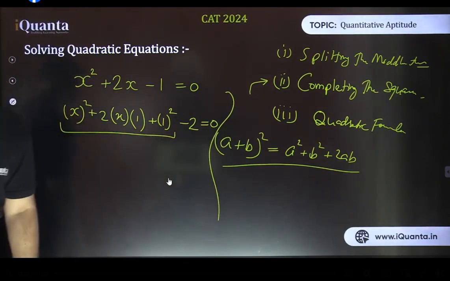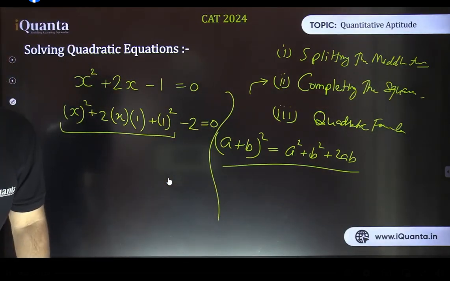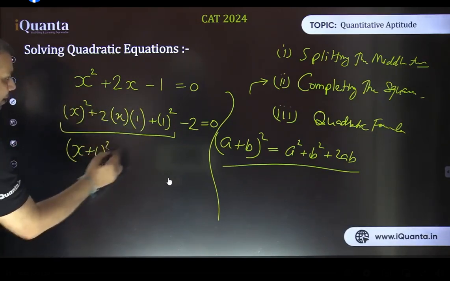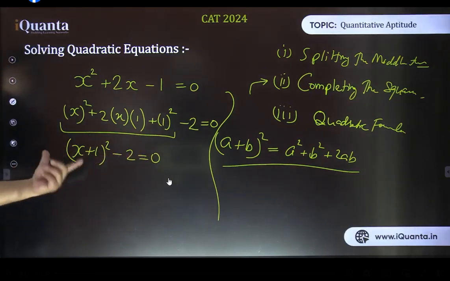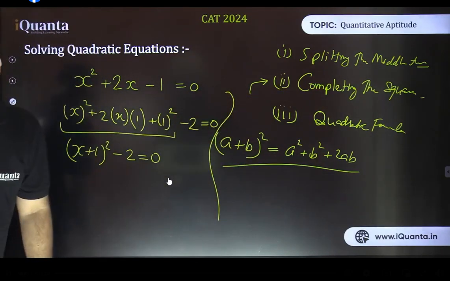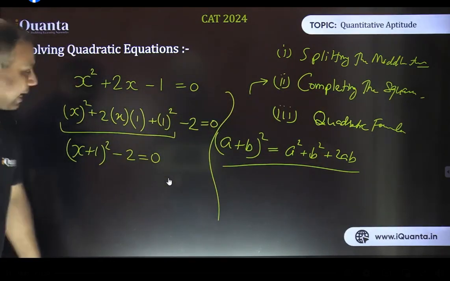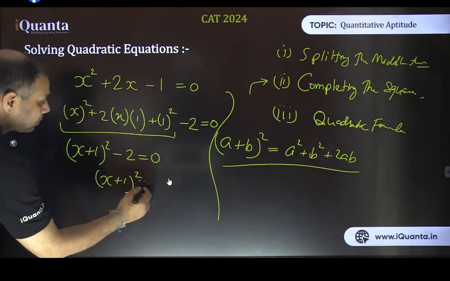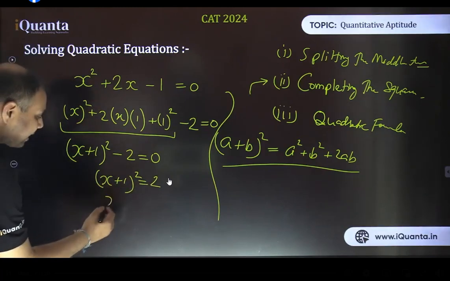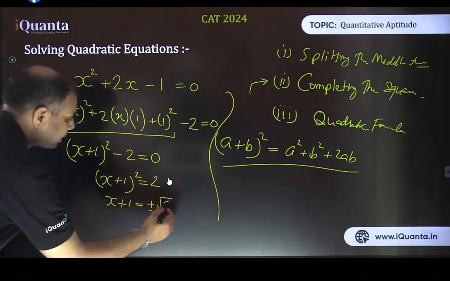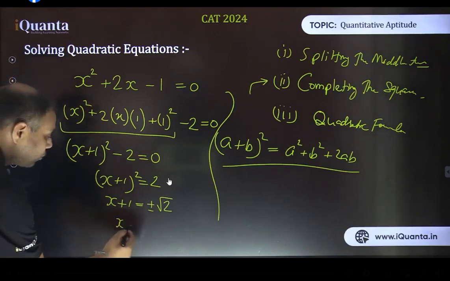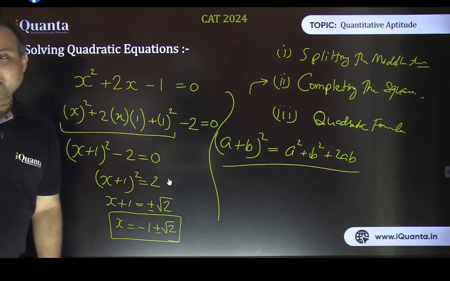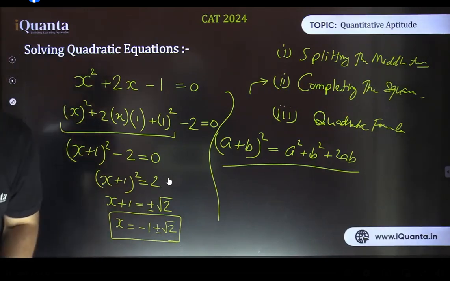Any doubt so far? Fine. Now let's proceed further. These 3 terms combined become (x + 1) whole square, and that is minus 2 equals 0. So that becomes our expression after completing the square. Clear? Good. Excellent. Now the process is very simple. It's quite visible. (x + 1) whole square would be equal to 2. And taking the square root, we get x + 1 equals plus or minus root 2, which means x comes out to be −1 plus or minus root 2. So these are the 2 irrational roots for this particular equation. Is it clear?